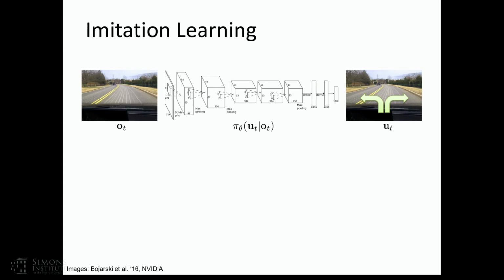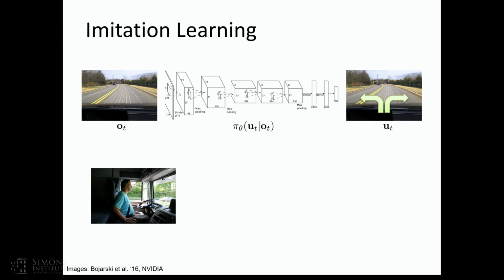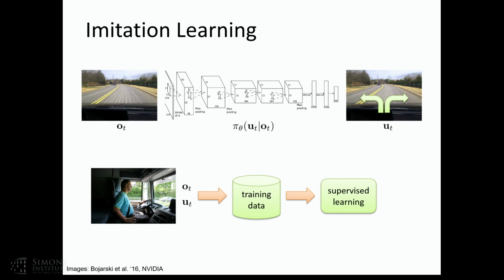So we can say, okay, that seems pretty familiar to us. Let's just tackle it the same way that we tackle our standard supervised learning problems. Let's get a human driver to drive a car around, collect lots of O's and U's for us, stick those O's and U's into a bucket, call that our training data, and then train our favorite computer vision model, let's say some convolutional neural network, with supervised learning, so that it gives us a distribution over U's conditioned on O's.